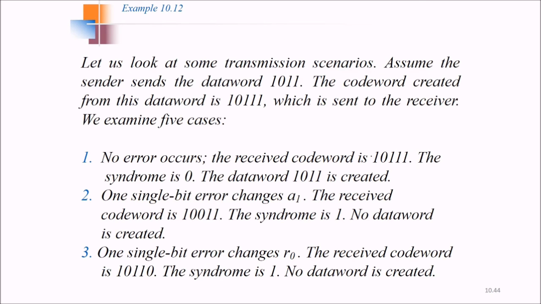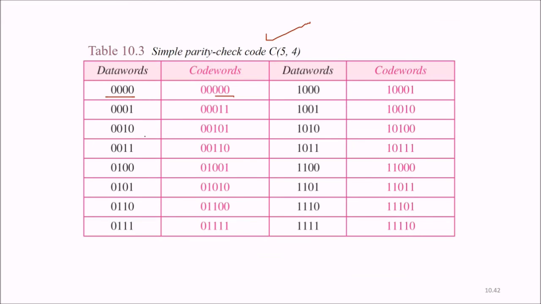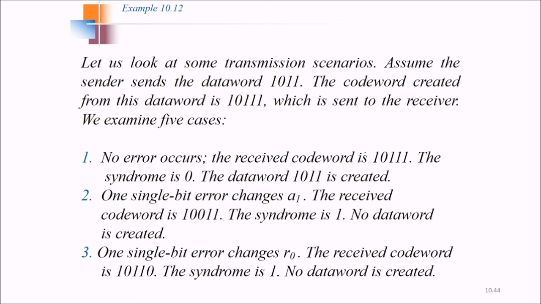So, let us have some transmission scenarios. Assume that a sender sends the data word 1011. And the code word created from this data word is what? Where is 1011? Can you find it? It will be this one, so 10111 will be there. So for 1011, we have the data word 1011 from the table we have seen, which is sent to the receiver. So we examine 5 cases. First is no error occurred. The received code word is 10111. The syndrome is 0.